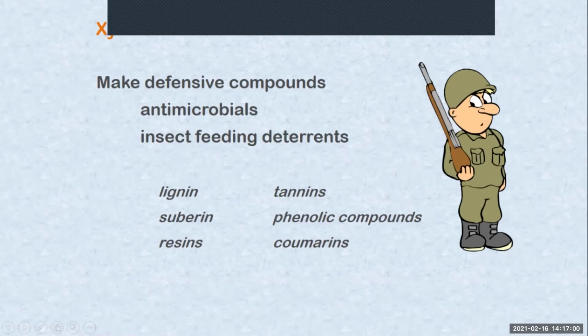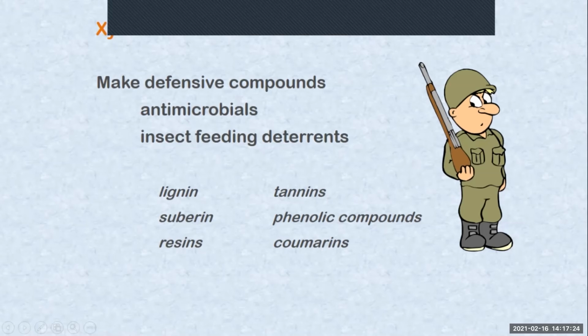And then another function of xylem is defense. So the xylem will produce antimicrobial compounds, insect feeding deterrents, various types of compounds: tannins, lignins, suberin, resins. Different materials are produced in the xylem for defensive purposes.